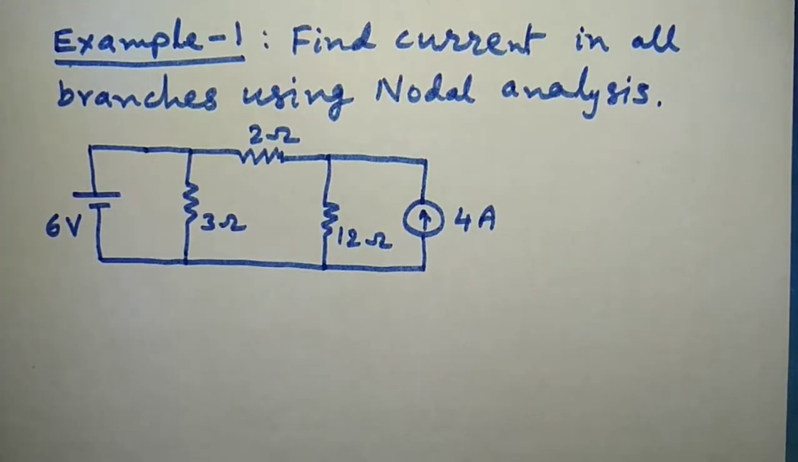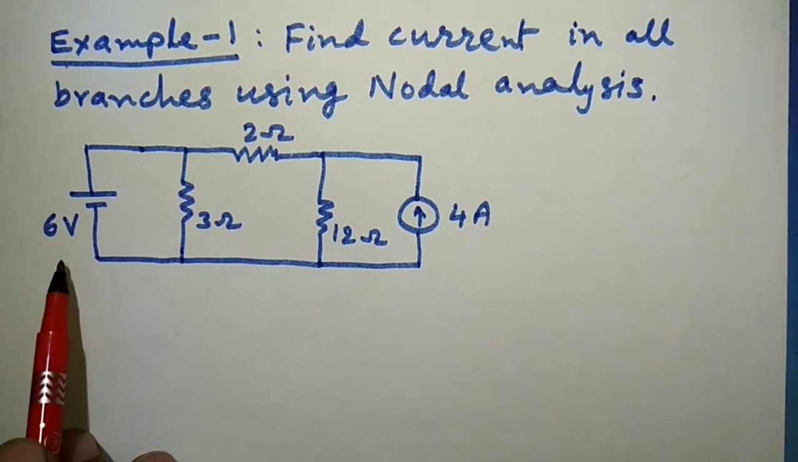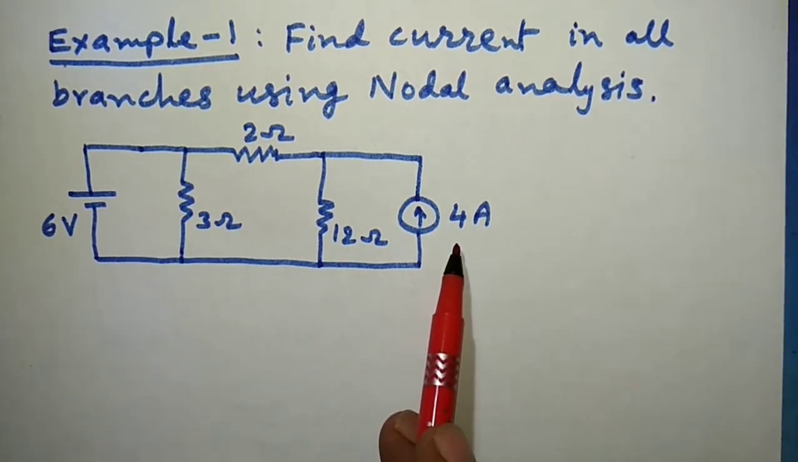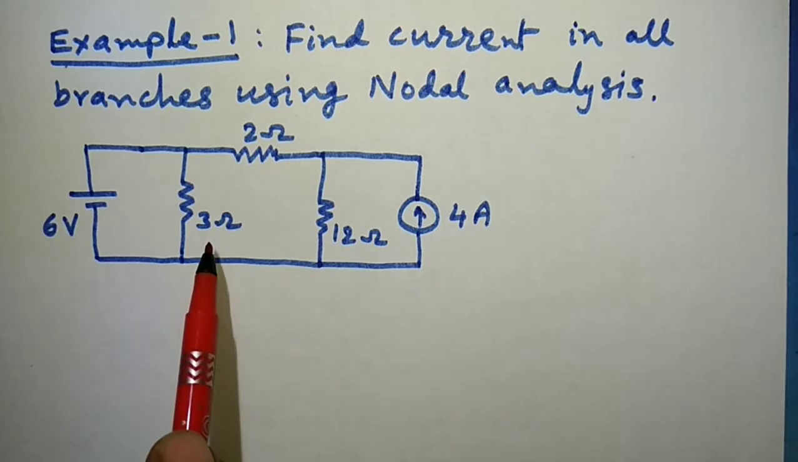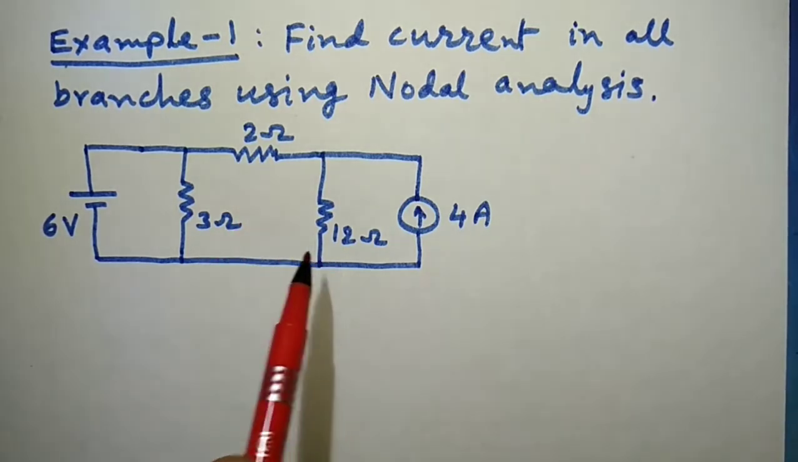Let's try to solve some numerical questions using nodal analysis. So here the first question is, find the current in all the branches using nodal analysis of the given circuit. So in this circuit there is a voltage source of 6 volt, a current source 4 ampere and 3 resistances: 3 ohms, 2 ohms and 12 ohms.